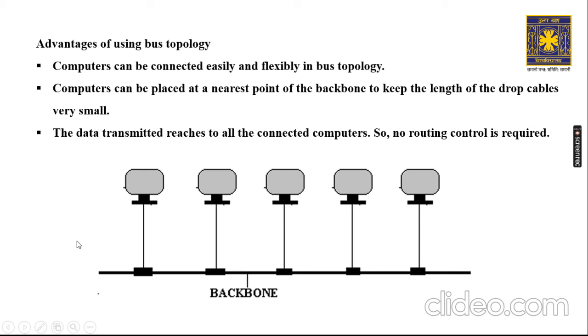Now there are different advantages of using bus topology. Computers can be connected easily and flexibly in bus topology. So you can see it is very easy. Wherever you want to connect a computer, you can connect. There is no limitation. Computers can be placed at the nearest point of the backbone to keep the length of the drop cables very small. So you need to keep the drop cables very small. Now the data transmitted reaches all the connected computers. So no routing control is required here. That means no routing control is required, and the data transmitted by one computer reaches all the computers.